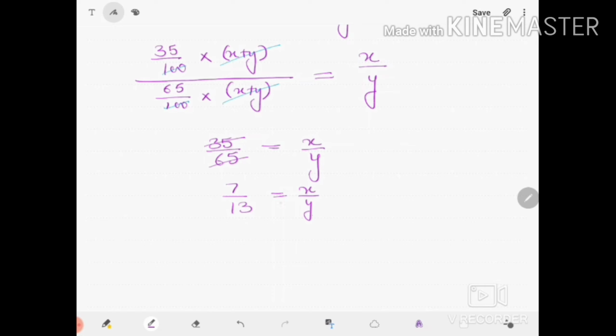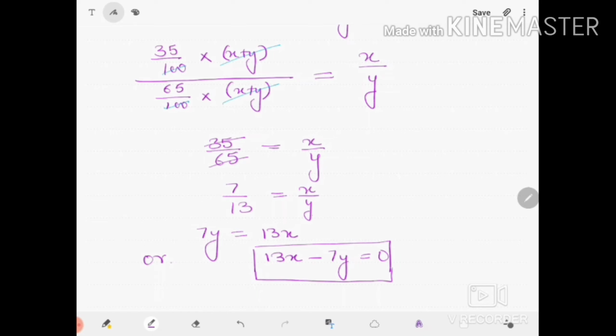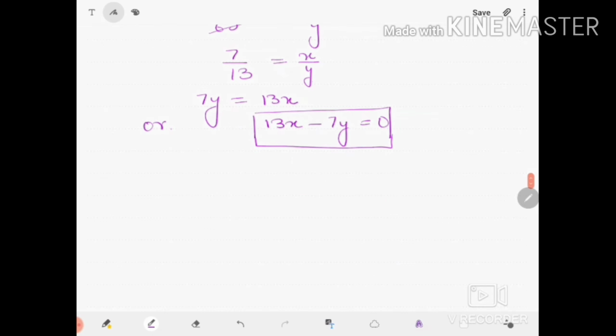Over cross multiplication, we are getting 7Y equals 13X, or in standard form we can write it as 13X minus 7Y equals 0. This is our equation which we will be using further for plotting the graph. Let us rewrite the equation. Say X is equal to 7Y upon 13.